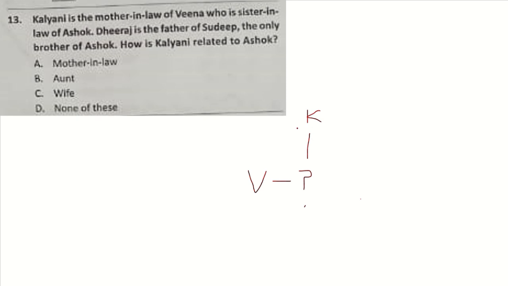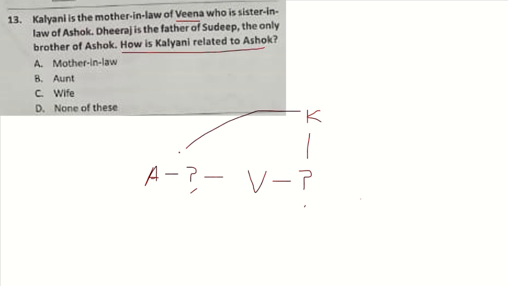So Kalyani would be, yes, mother-in-law of Veena. Who is the sister-in-law of Ashok? So this statement refers to Veena. Veena is the sister-in-law of Ashok. So either Ashok is married to Veena's sister, making him Veena's brother-in-law. But the question is, how is Kalyani related to Ashok?